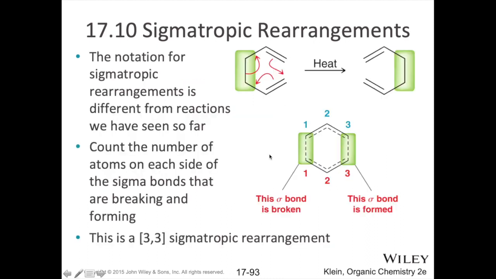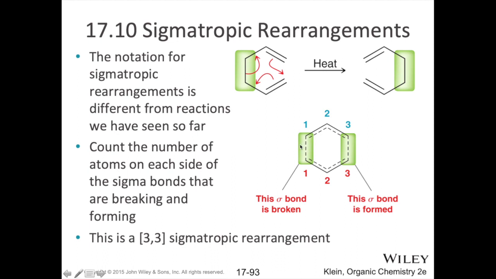Okay. Now, when we look at our reactant, our product, and our transition state, it sometimes helps to number the carbons, and that helps us categorize the type of sigmatropic rearrangement we're looking at. If we look at the bond that we're breaking and the bond that we're forming, and we count the carbons on either side of those bonds, the number of carbons linking each of those gives us the type of sigmatropic rearrangement.